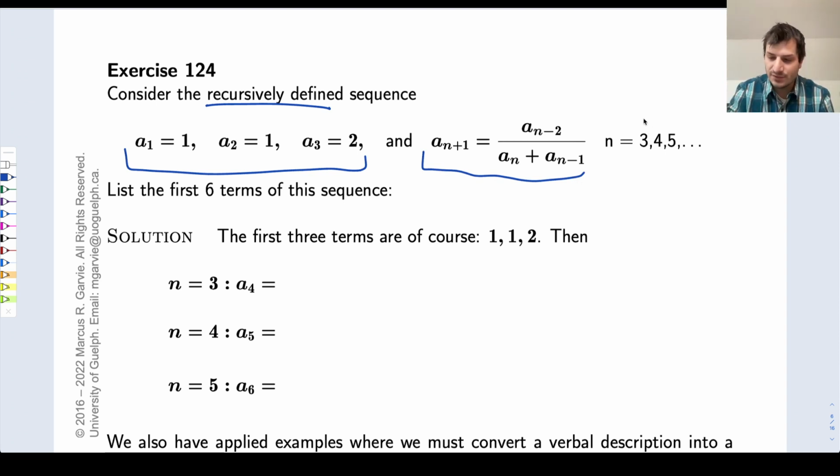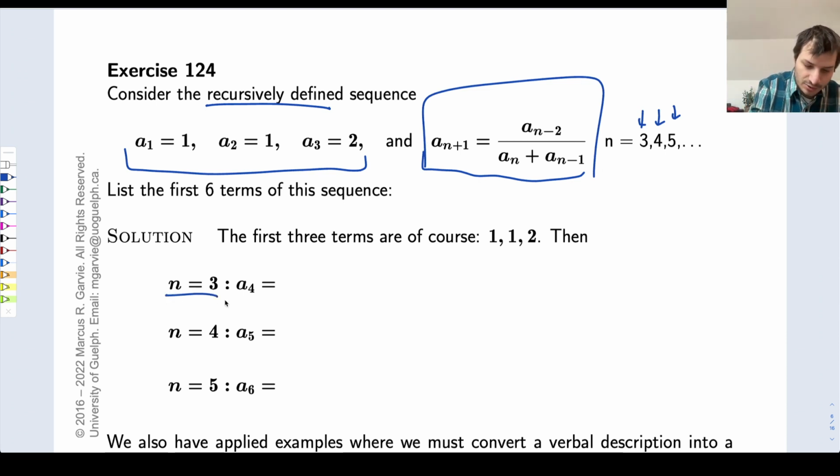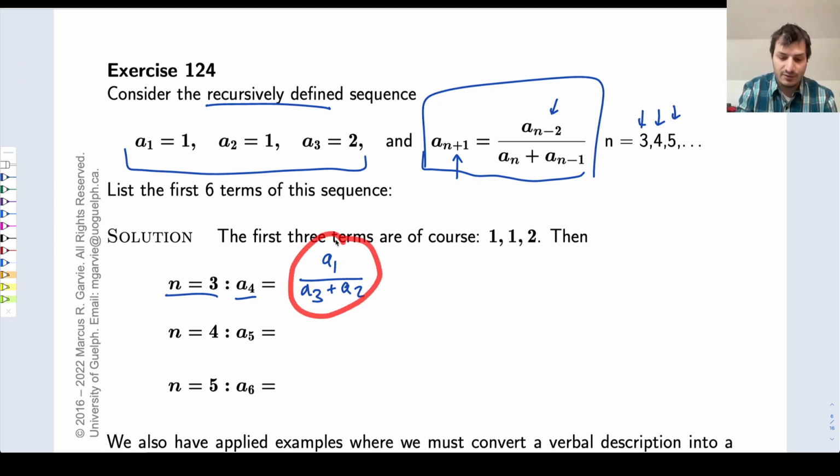And if you plug in different values of n, like 3, 4, 5, this equation is actually a whole sequence of equations. So for example, when n equals 3, a_{n+1} is a4, and a_{n-2} is a1, right? 3 minus 2 is 1. So a1 divided by a_n, which is a3, plus a_{n-1}, which is a2. This equation is true for all n, 3, 4, 5. In this case, n equals 3, so a4 equals a1 divided by a3 plus a2.